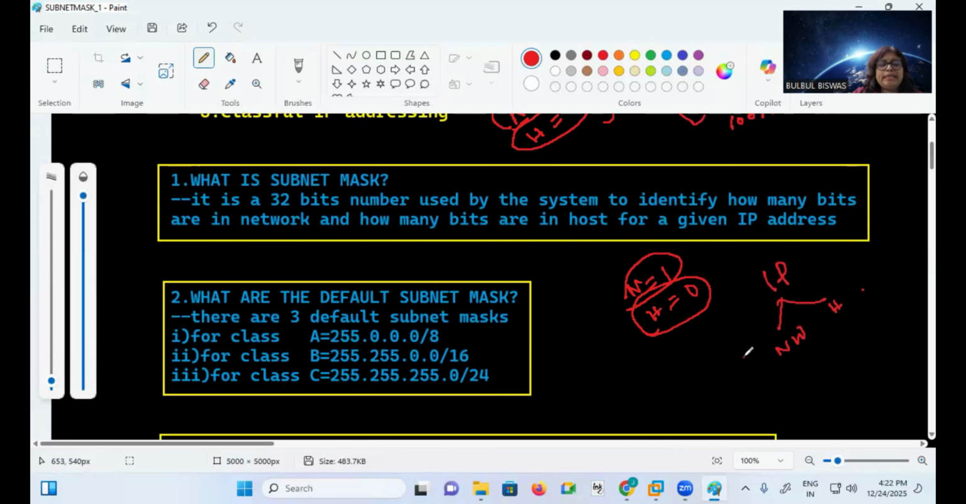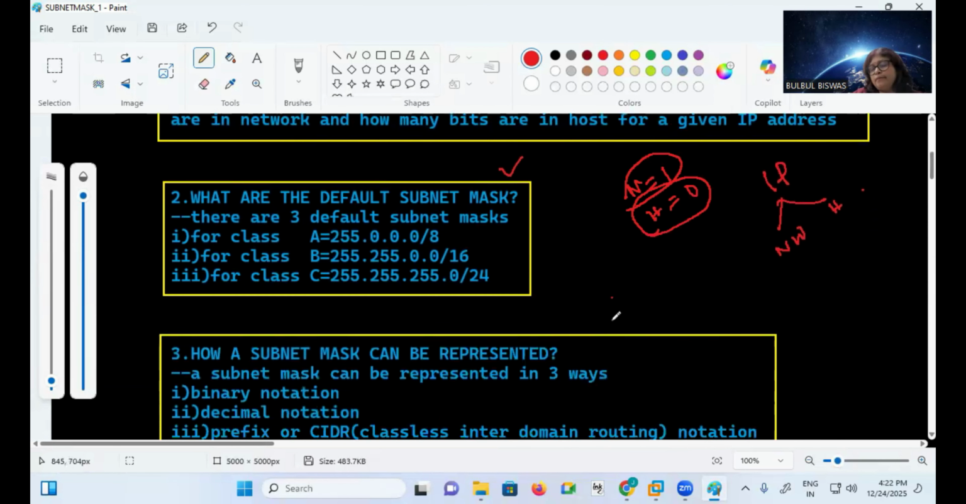Now in the world, there are 3 default subnet masks. What are those? Because think, for any class A IP, can we deny that its first 8 bits will be network? We cannot deny. So if we consider any class A IP, by default its first 8 bits will be network. For class B, the first 16 bits, and for class C, the first 24 bits. These three are called the default subnet masks.